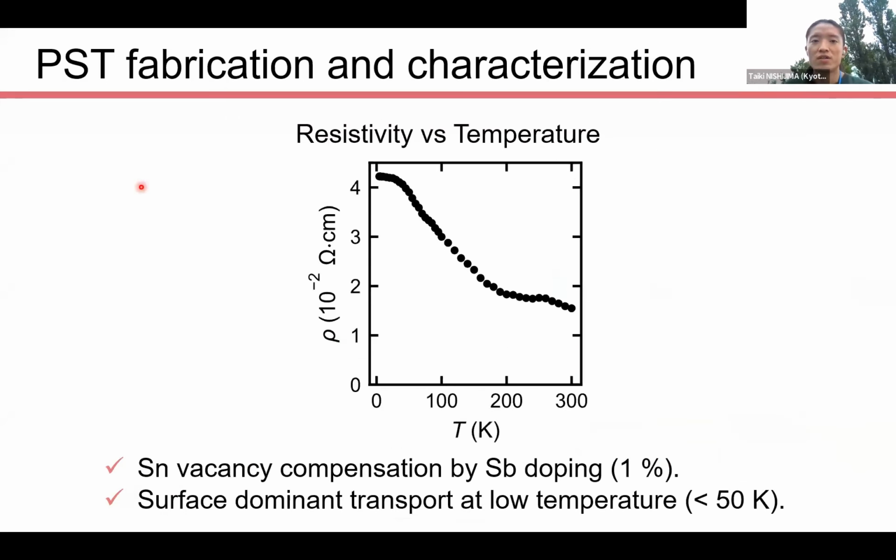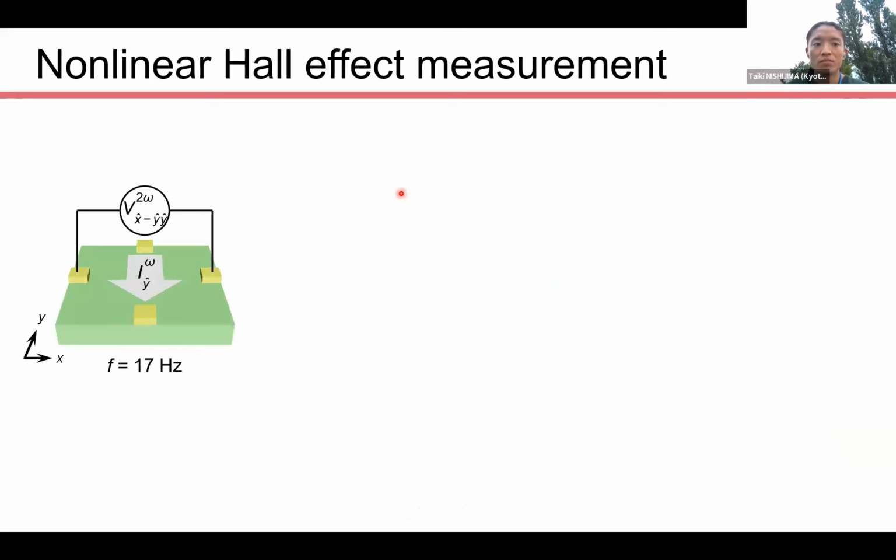And this is the resistivity versus temperature result. As temperature decreases, resistivity increases, and at this point the resistivity almost saturates. This is a typical behavior in topological insulators.